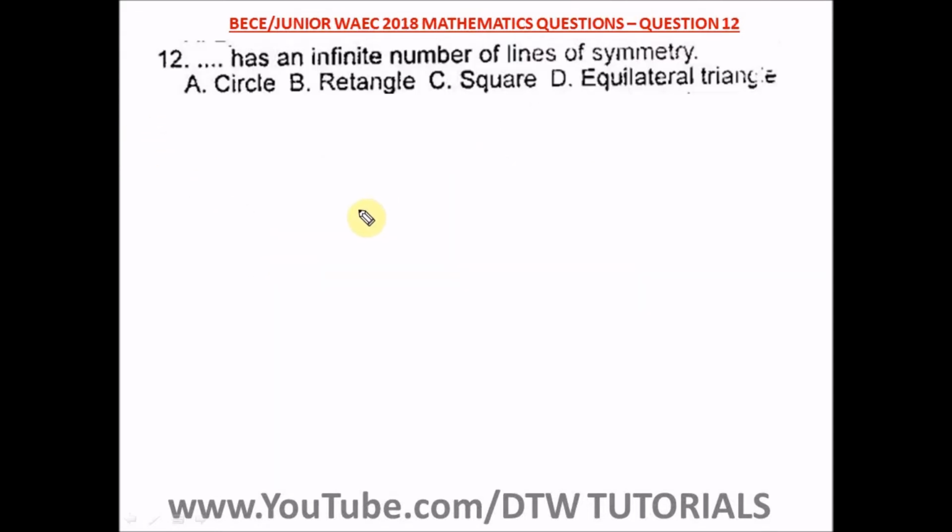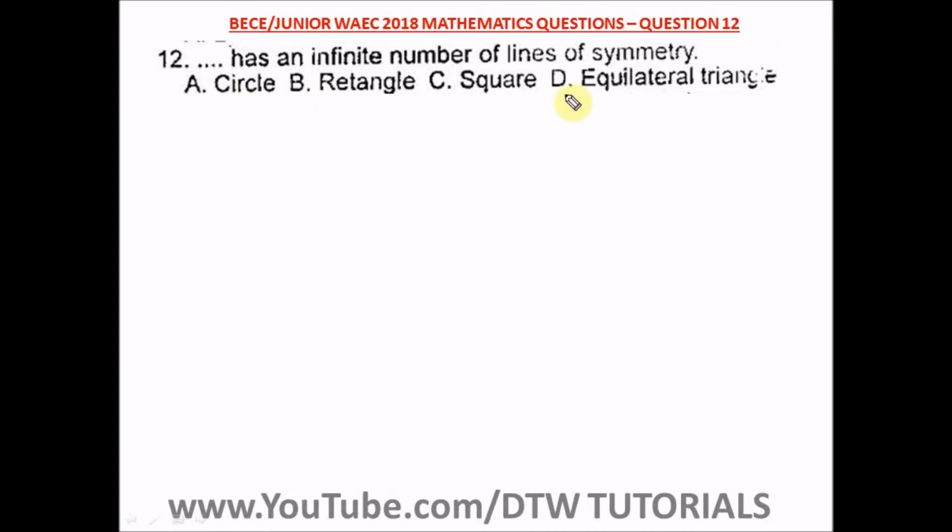Question 12 of the BECE Junior WAEC 2018 Mathematics Past Question. That's your OBJ question 12. It says dash has an infinite number of lines of symmetry. Okay, so let's try to get the meaning of lines of symmetry. A line of symmetry is a line that divides a figure into two mirror images or two identical halves.